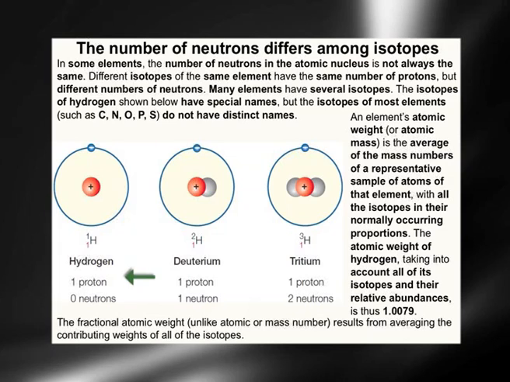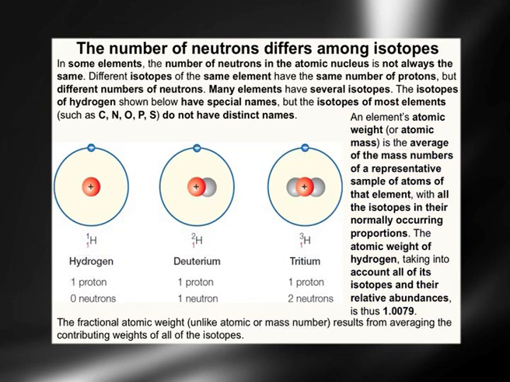Let us consider the case of hydrogen and its isotopes. In normal hydrogen, there is only one proton in the nucleus. In the isotope deuterium, there is one proton and one neutron. In the isotope tritium, there is one proton and two neutrons in the nucleus. So this is a case where isotopes of the same element have different names, but other elements which have isotopes, like carbon, nitrogen, oxygen, phosphorus, sulfur, do not have distinctive names for different isotopes.